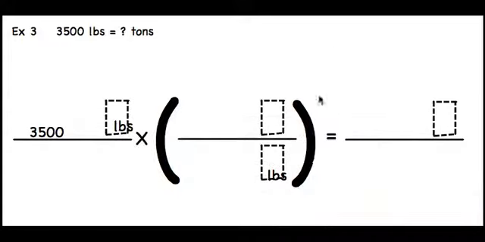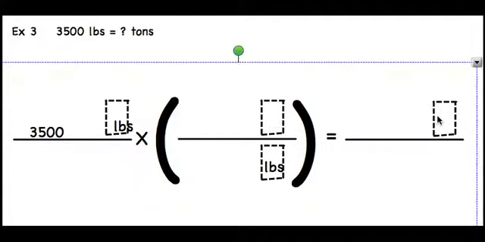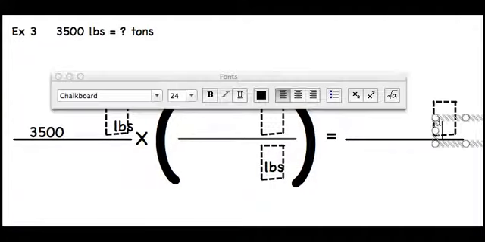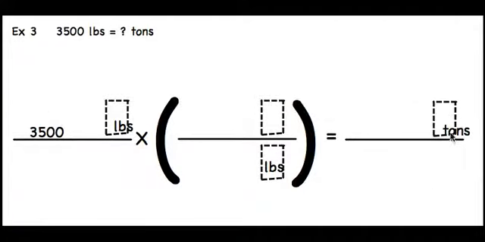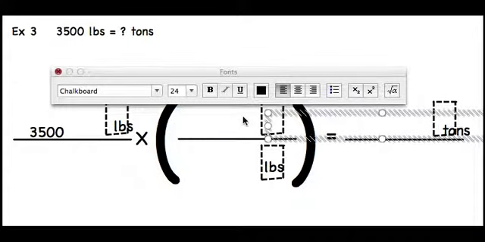Remember, we're putting the pounds on the top and the bottom because when you take pounds divided by pounds, those eliminate each other, and therefore the pounds are gone, and what's left is the tons. And that's exactly what we want, both here and here.